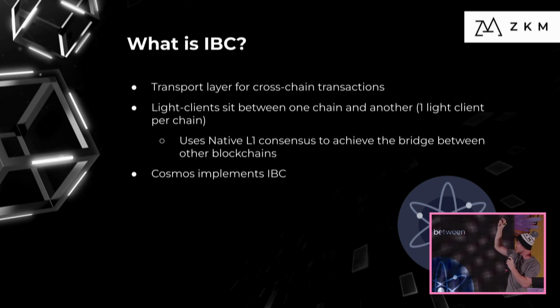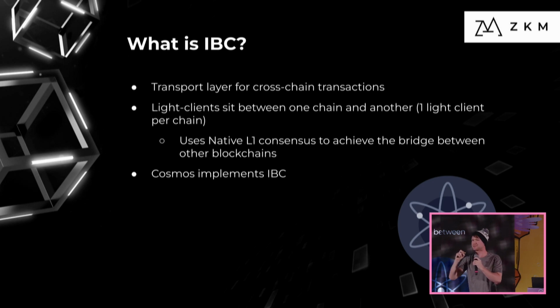Now this relies on light clients basically sitting in between the two different chains. So I have one light client on Avalanche and the other light client on Ethereum. I use the native L1 consensus to achieve the bridge. So I have that common messaging layer.